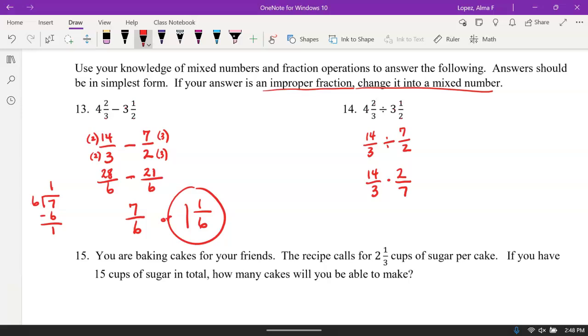Look to see if either fraction can be reduced. It can't, so we look down the diagonal. 14 and 7 both have a factor of 7 in common. 14 divided by 7 is 2. 7 divided by 7 is 1. And multiply straight across. 2 times 2 is 4. 3 times 1 is 3. Now that is an improper fraction, so I'm going to divide the 3 into 4. 3 goes into 4 one time, and you subtract. So my answer is going to be 1 and 1/3.